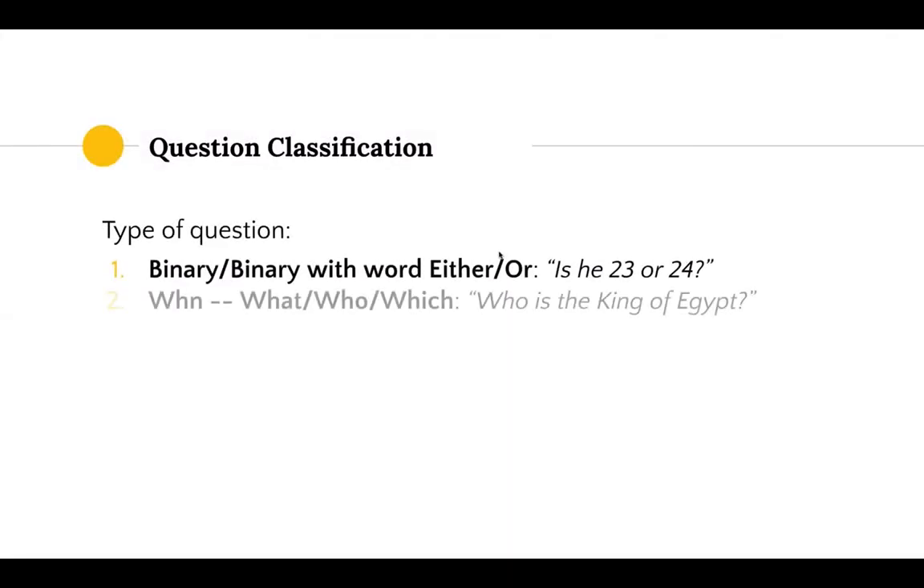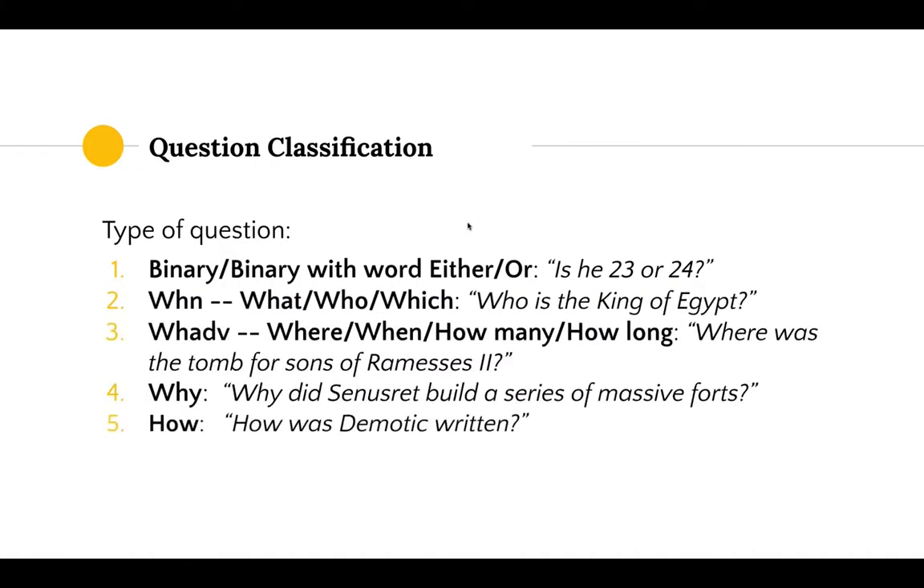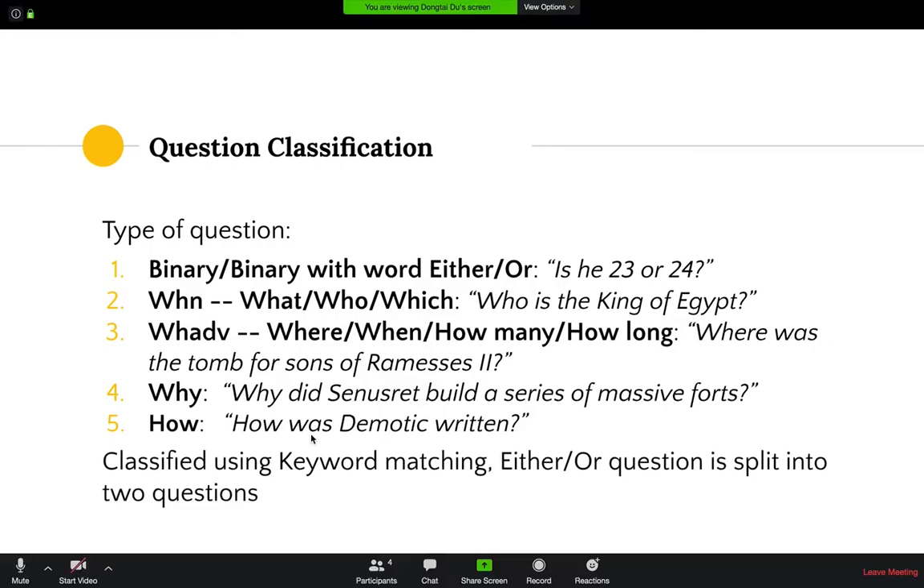So the original question is classified into 5 different types, as you can see. Binary questions; what, who, which, where, when, how many, why, and how. This is done by simple keyword matching. For either-or questions, it's split into 2 binary questions.